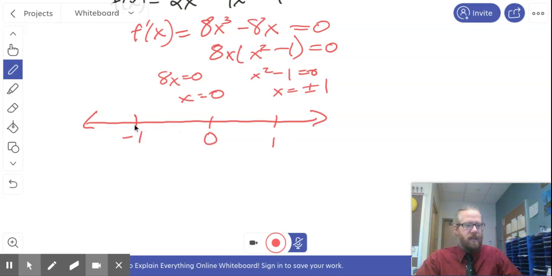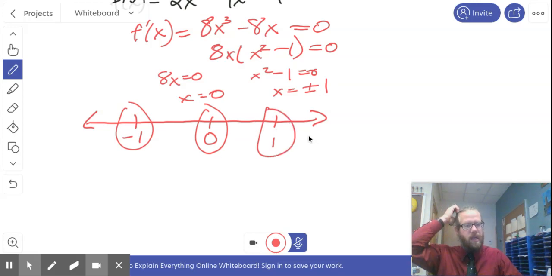And one thing that sometimes is maybe helpful, I'm going to just circle these just to indicate that these are the special values that I'm looking at. I'm looking in between these sections here. So that gives me 4 sections: over here, in here, in here, and in here. And I'm going to look at the value of the derivative. I want to know if that derivative is positive, meaning it's increasing in this section, or if that derivative is negative, meaning it's decreasing. So I'm going to pick some value that's less than negative 1, probably negative 2.